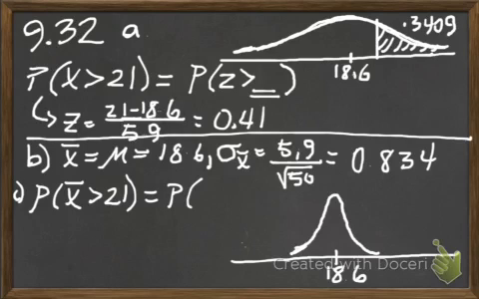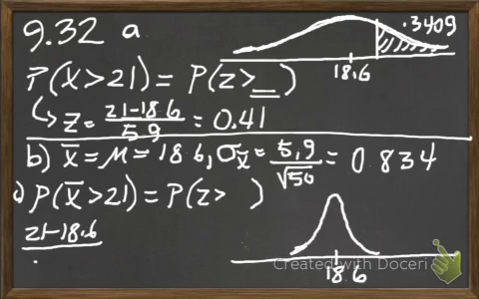It's the probability that z is greater than what? Well, this z-score is going to be quite different. When we put in the 21 minus 18.6, we're dividing by this tiny 0.834, and that gives us a z-score of 2.88. And let's just change this for a second. What was the difference? Here we had a z-score of 0.41. Here we have a z-score of way over 2.88.